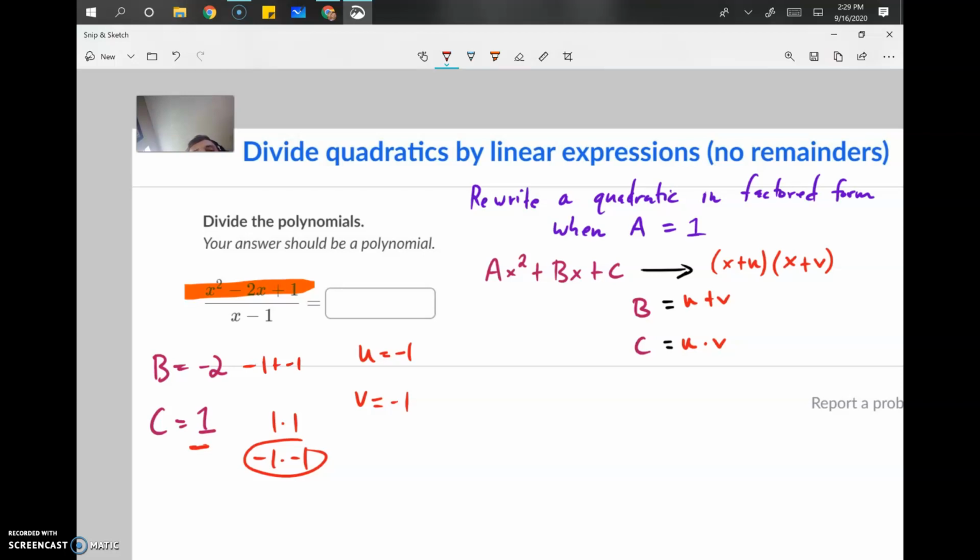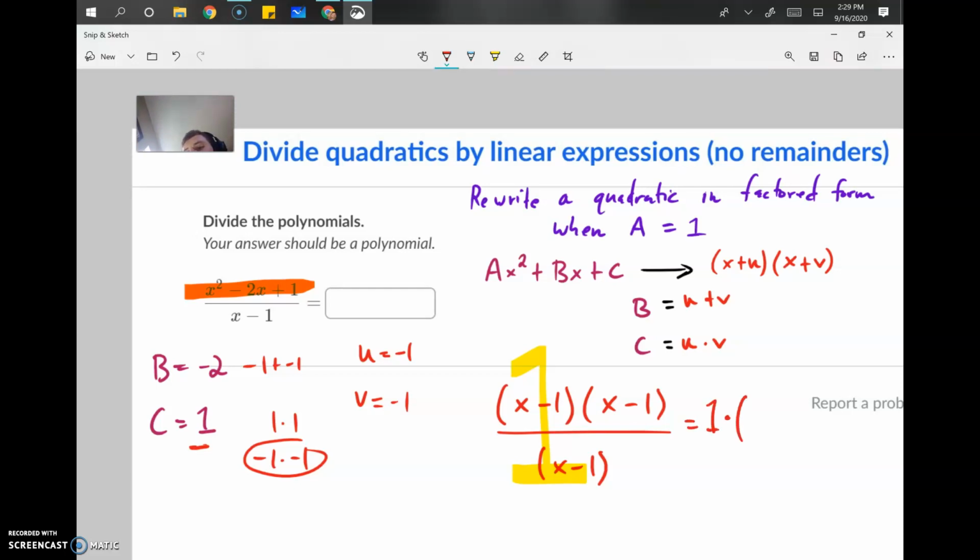Now let's rewrite the quadratic in factored form. x plus u, which would be x minus 1, times x plus v, which would be x minus 1. And we're dividing that by x minus 1. And we already know that anything in math divided by itself is 1. So x minus 1 divided by x minus 1, these two will divide out to 1. And so we're left with 1 times this other factor, x minus 1.